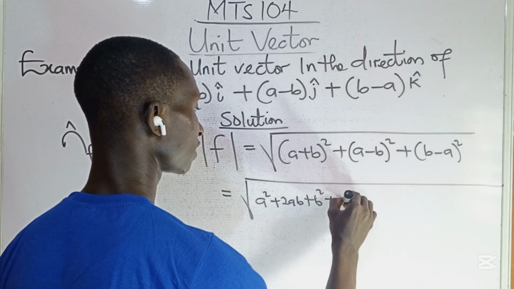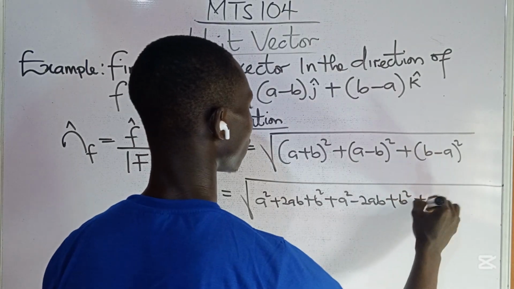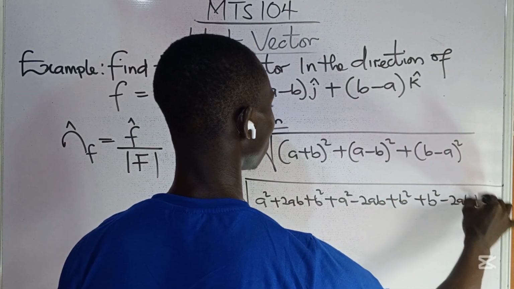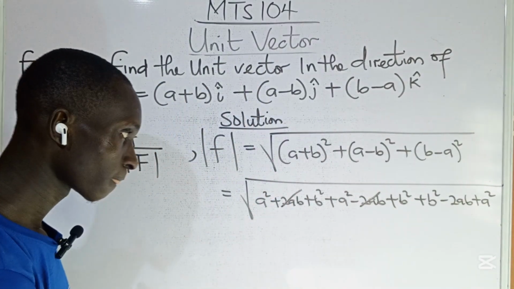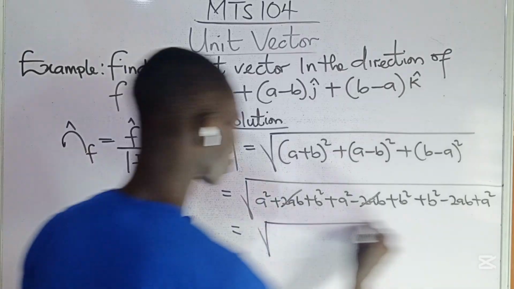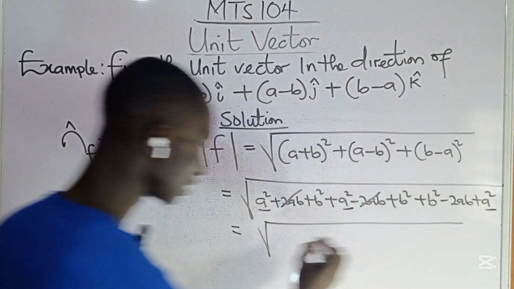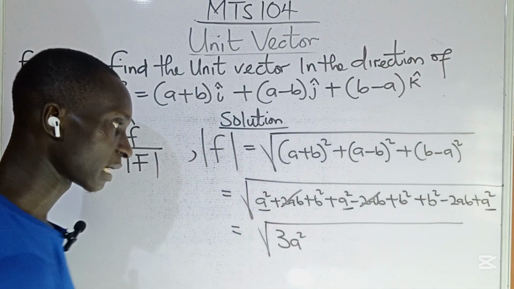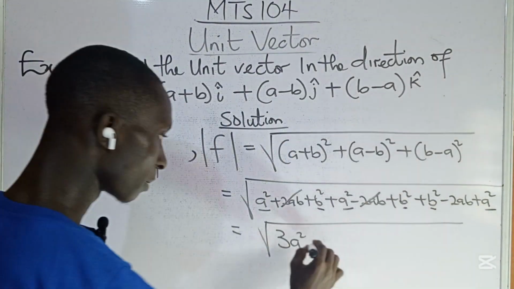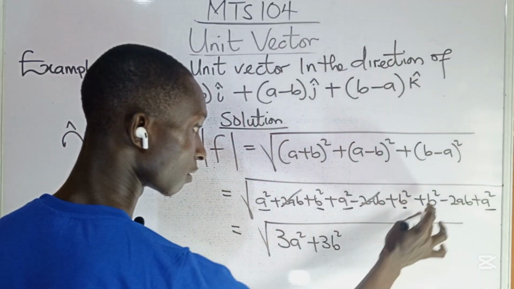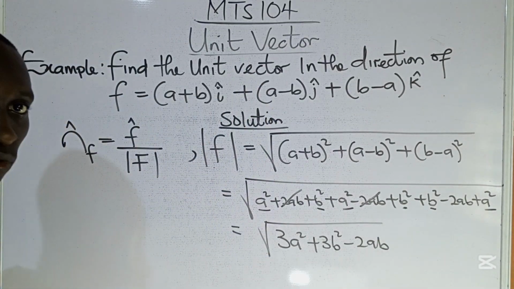If you expand this, you have a squared minus 2ab plus b squared. And if you expand this, you have b squared minus 2ab plus a squared. Now, this can take this off. What we have left is square root of, this is a, this is a, this is a. It becomes 3a squared, right? This is b, this is b, this is b. It becomes plus 3b squared. And we have this minus 2ab. So this is the modulus of f.